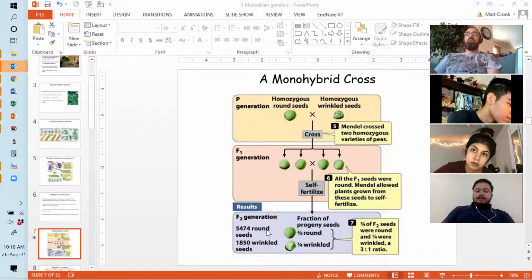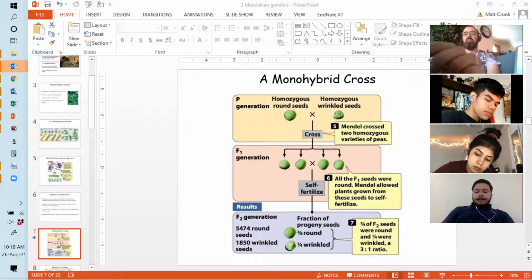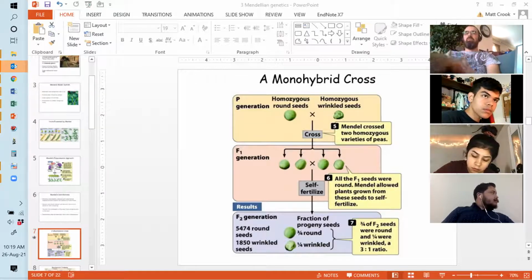Anyway, you cross these together, and so you're crossing heterozygotes with heterozygotes, and you'll get F2s that are in a 3-to-1 phenotypic ratio. So the F2s will always display a 3-to-1 dominant to recessive phenotypic ratio.